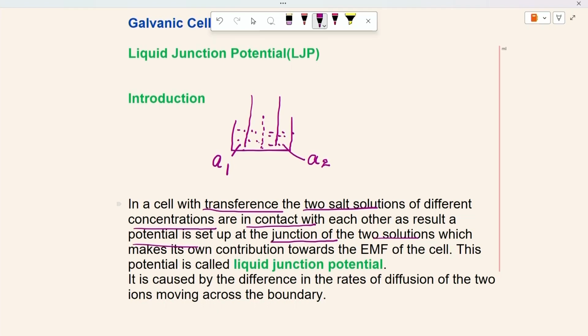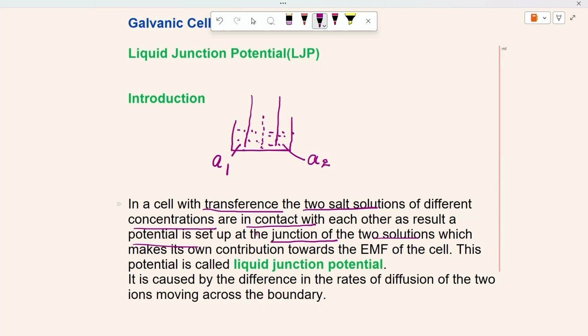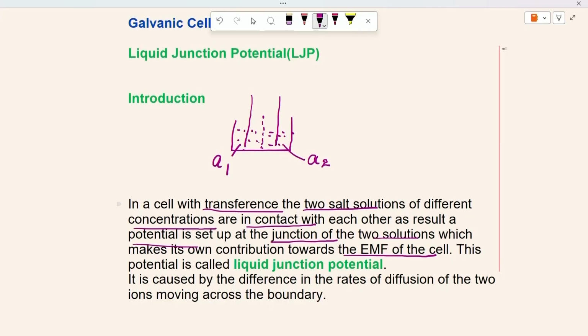There will be a potential developed and this potential makes a contribution towards the cell potential. Okay. So, liquid junction potential can be defined as follows: in cells with transference, when the two salt solutions are in direct contact with each other, there will be a potential developed at the junction of the two solutions, which makes its own contribution towards the EMF of the cell. It can be a positive contribution or a negative contribution. And this potential is known as liquid junction potential.